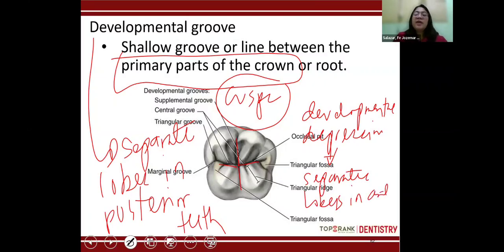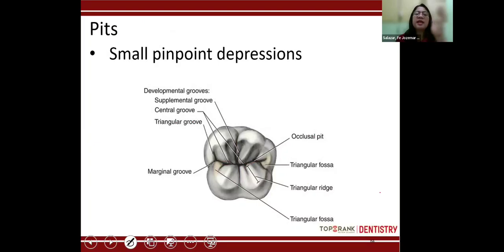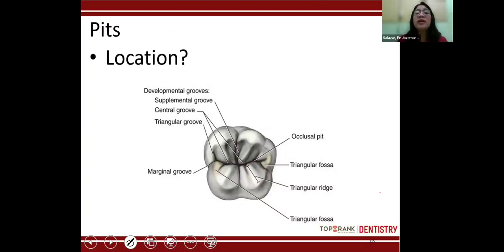Okay, so developmental grooves will separate lobes in posteriors, while developmental depressions will separate lobes in anterior teeth. Okay, now pits, they are small pinpoint depressions. And where can we find pits? Okay, you could find pits at the junction of grooves.